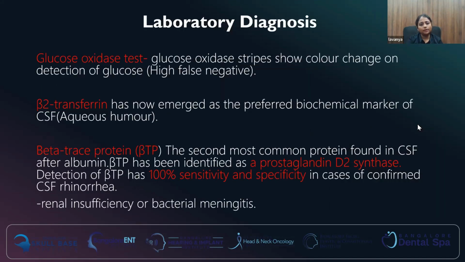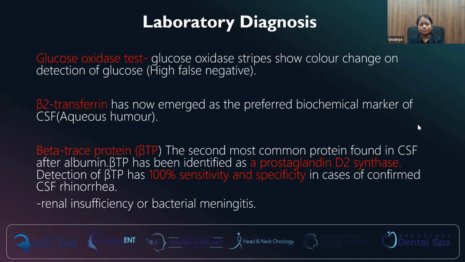If we are looking at the laboratory diagnosis, there's the glucose oxidase test, beta-2 transferrin, and beta-trace protein. One of the most commonly done and more easily available is the glucose oxidase test. Glucose oxidase strips show a color change on detection of glucose, but there is a chance of a high false negative rate with the glucose oxidase test. Beta-2 transferrin and beta-trace protein are more sensitive and specific than the glucose oxidase test.